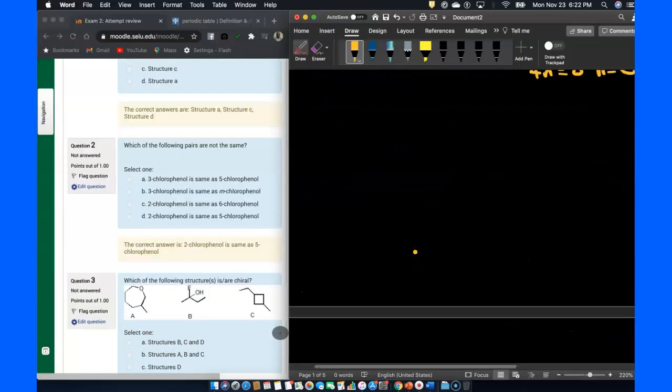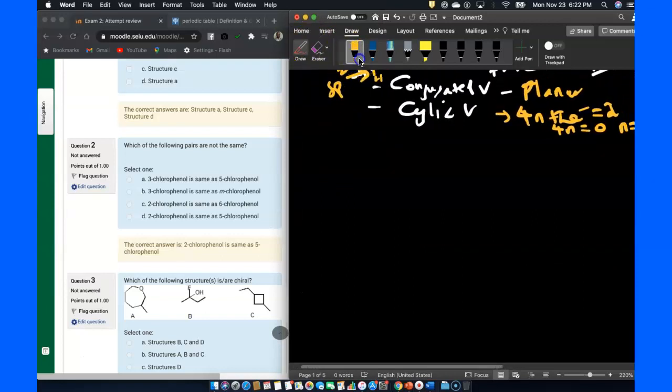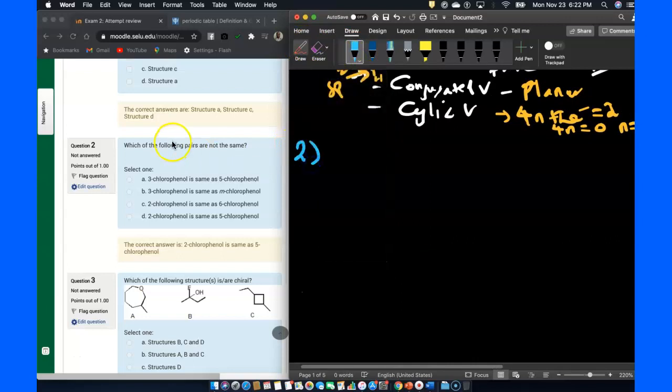Okay, moving on. Question 2. Which of the following pairs are not the same? So let's look at A. 3-chlorophenol. Remember, it's a phenol. It just has an OH on the 3rd position. That's the 3. You have a chlorine.